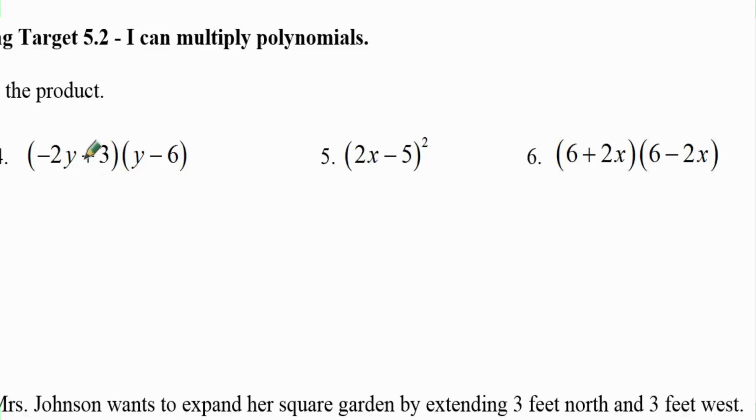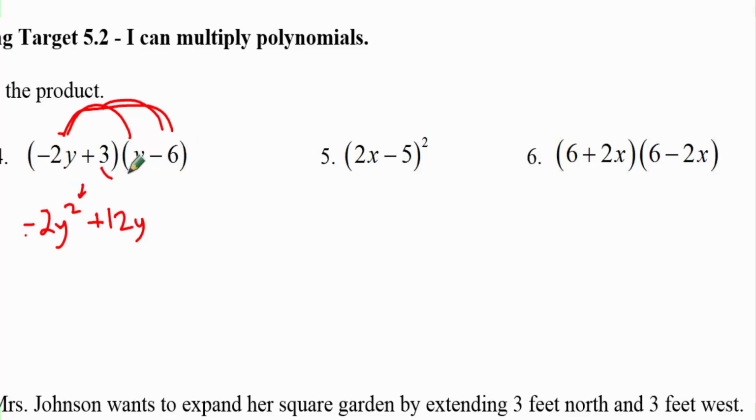So we're trying to find the product. We're going to distribute. So these are the ones you distribute. So 2y times y would be a negative 2y squared. You multiply negative 2 times 1, you get a negative 2. Y times y is y squared. And negative 2y times negative 6 makes a positive 12y. So now we're done with the 2y. We've distributed to both parts.